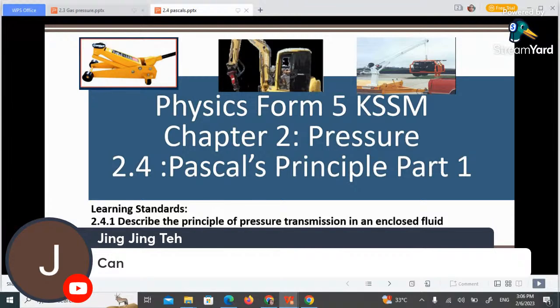Okay, Pascal principle. First part 1. Okay. So for this one, I will discuss two learning standards. The first one, describe principle of pressure transmission in an enclosed fluid. Second, communicate about hydraulic system as force multiplier. Okay. Mungkin dalam another 40 minutes or 45 minutes I will stop.